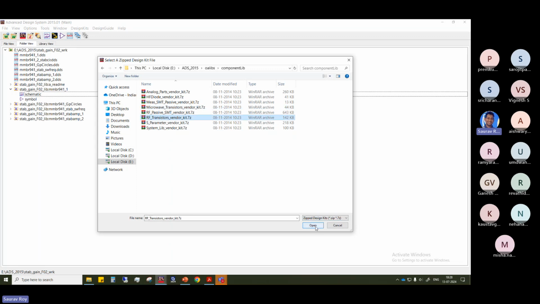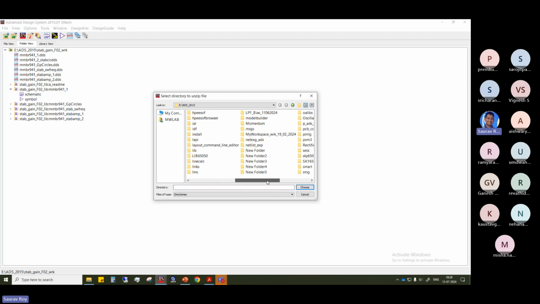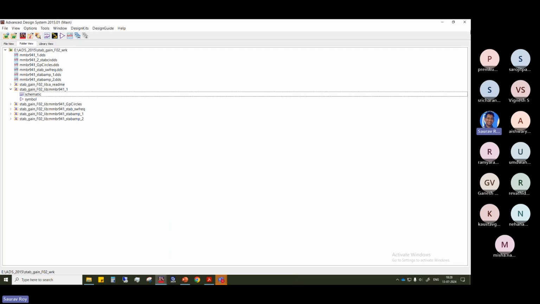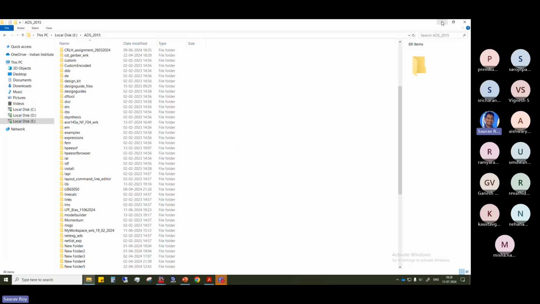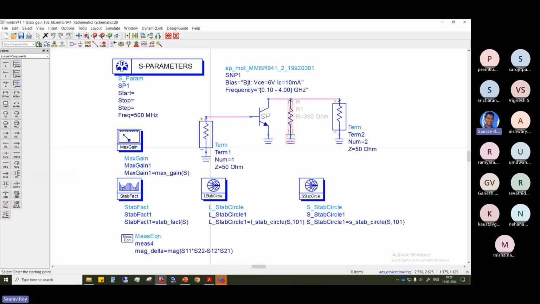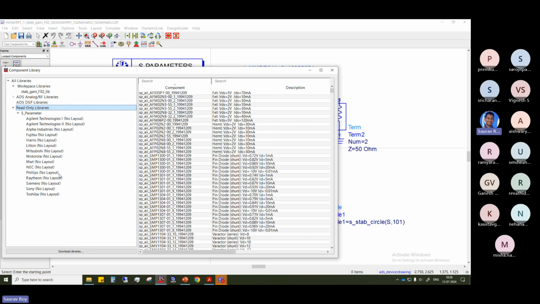So when you do this, they will show you how to unzip. Inside this, I have unzipped all these three, new folder 3, 4, 5. You can also unzip just one of them. And when you do this, it will appear in your file, in the design file here. So when you unzip, this will appear here in this read only library, S parameter.